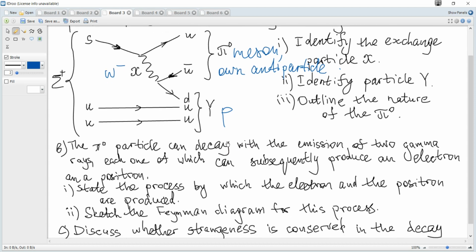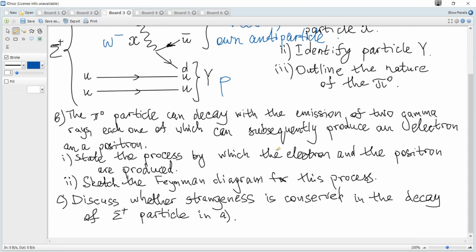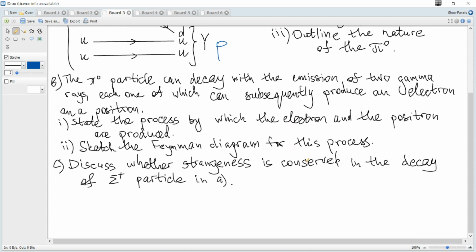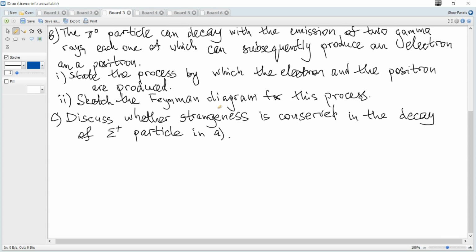And the next question: the pi 0 particle can decay with the emission of 2 gamma rays, each one of which can subsequently produce an electron and a positron. State the process by which the electron and the positron are produced. It's called pair production.